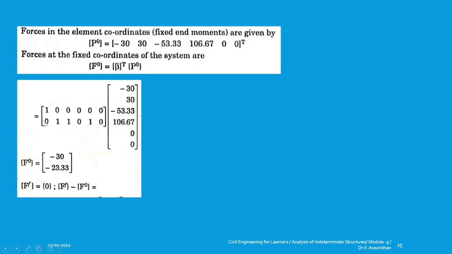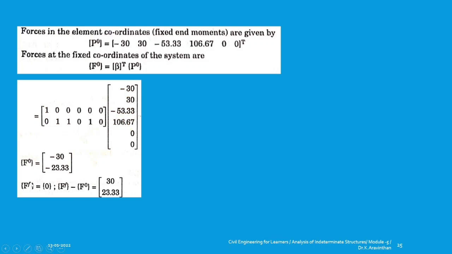And now if you multiply the second row into this column, the first factor will be 0, and 1 into 30 will be 30, 1 into minus 53.33 will be minus 53.33. So you will be getting 30 minus 53 will be minus 23, and the next factor will be 0, and the last remaining two factors will be 0. So you will be getting minus 23.33. This is your F naught.